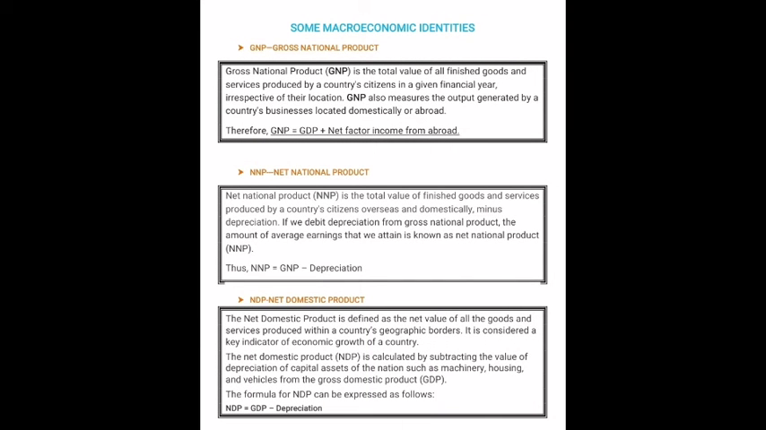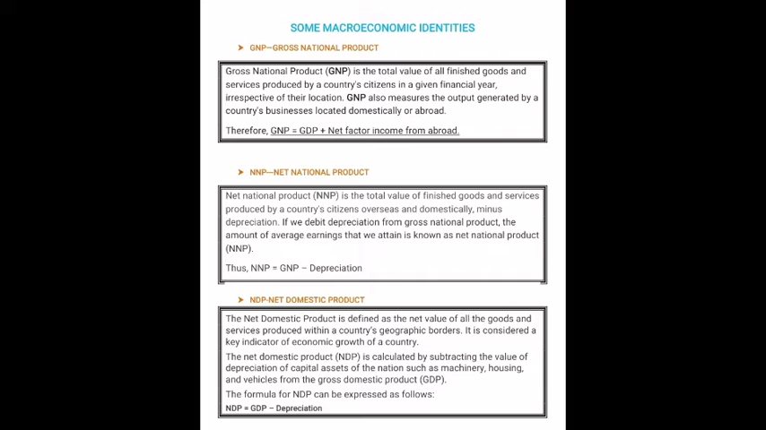Now, what are the different macroeconomic identities? The first one is GNP, Gross National Product. The gross national product, GNP, is the total value of all final goods and services produced by a country's citizens in a given financial year, irrespective of their location. GNP also measures the output generated by a country's businesses located domestically or abroad. So, GNP is equal to GDP plus net factor income from abroad.